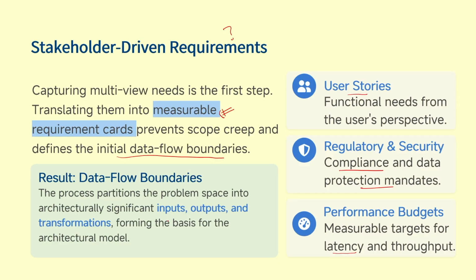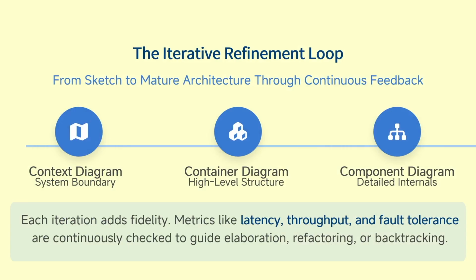Okay, and basically all these are going to fix the data flow boundaries with respect to our data flow diagrams. So here we are trying to identify the significant things with respect to inputs, the set of outputs and the transformation, and this is going to be the basis of the architectural model. The architecture that we are going to build will go through an iterative refinement loop, and from the sketches, the data flow diagrams and so on, we will try to build a mature architecture through this continuous feedback loop.